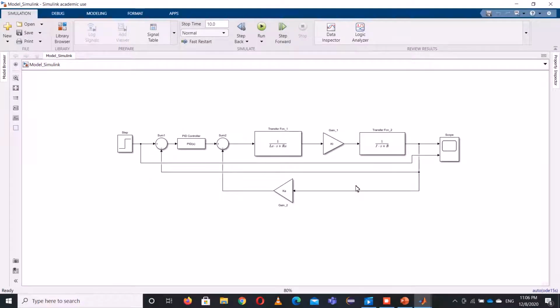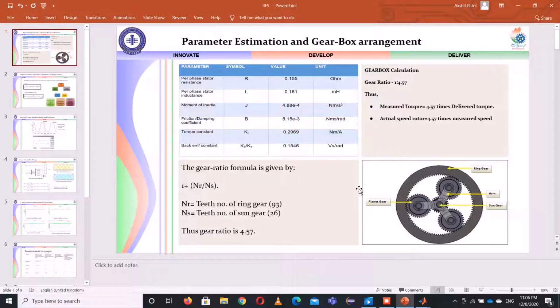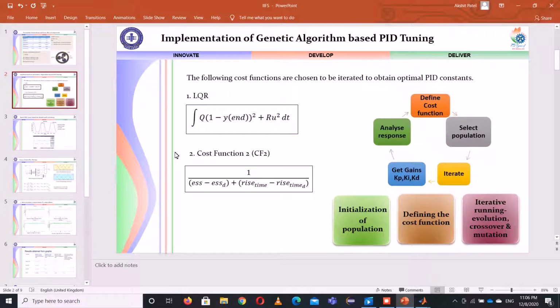Following is a mathematical model which we have designed in MATLAB Simulink. To design the speed control of this mathematical model, we have used PID logic, and to tune this PID, we use genetic algorithm. So genetic algorithm was used to minimize these two cost functions. The first cost function was the LQR cost function, which is used to minimize steady state error and controller effort. The second cost function was used to minimize steady state error and rise time.